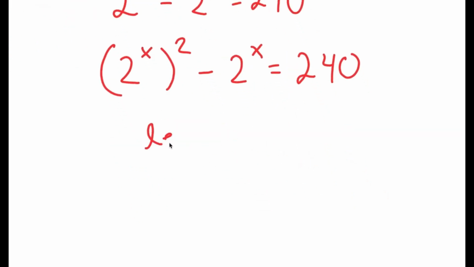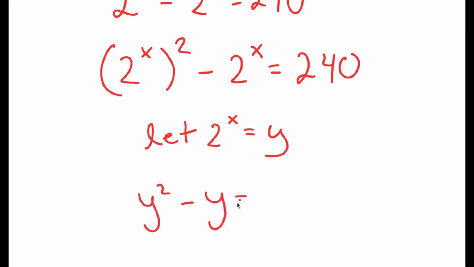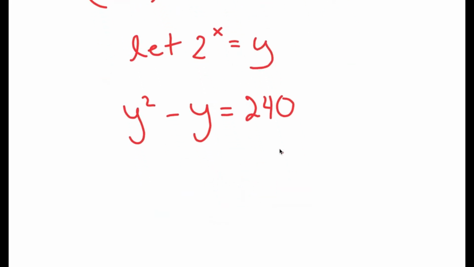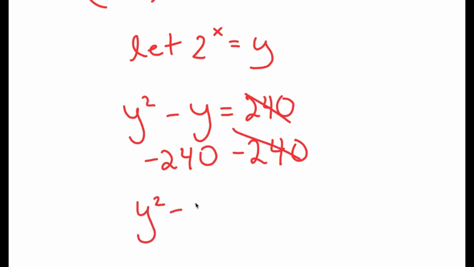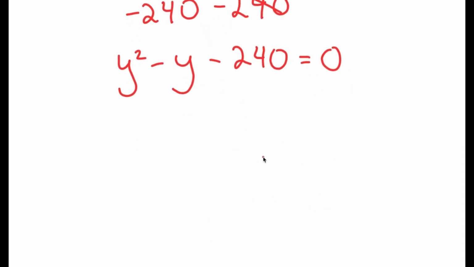Now from here, I'm going to let 2 to the power of x equal to the variable y. So if I substitute in y for 2 to the power of x, I get y squared minus y is equal to 240. And now I can subtract 240 on both sides. So these two cancel out, and I get y squared minus y minus 240 is equal to 0. So what I have here is a quadratic equation.